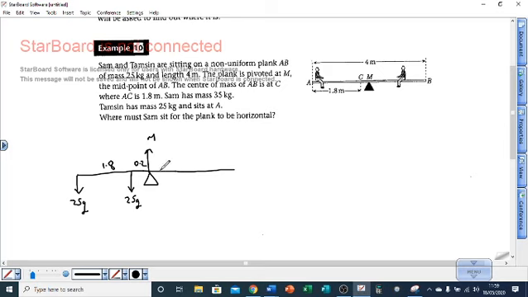Where must Sam sit on the plank? So I'm going to put him somewhere here, and he has a mass of 35 kilograms, which means it is 35G. Where must Sam sit on the plank to make it so it remains horizontal, so it's in equilibrium? It doesn't say where to measure from, so we're going to measure from A to B. We're going to measure where Sam sits from A, and we'll need to finish that off in the answer as well. So that distance there, I am marking off as X.